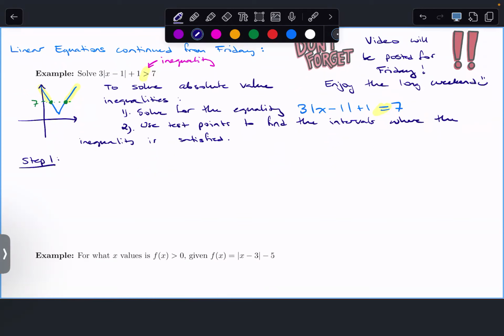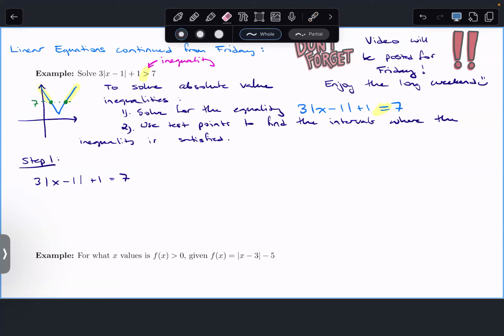Because I didn't give myself very much room, I'm going to do step 1 on one side and then beside it step 2. And so I've got 3 times the absolute value of x minus 1 plus 1. I'm going to force it to equal 7. Now I will say, you don't have to follow these steps. If you're comfortable with working with inequalities and moving things around and then working with absolute value inequalities, that's fine. You're going to get the same answer, but I find that that's typically kind of difficult. So this is how I do it.